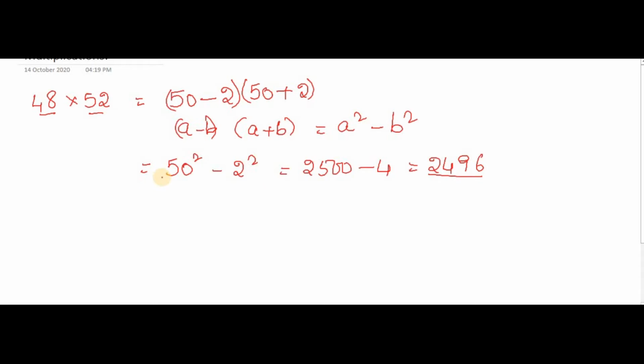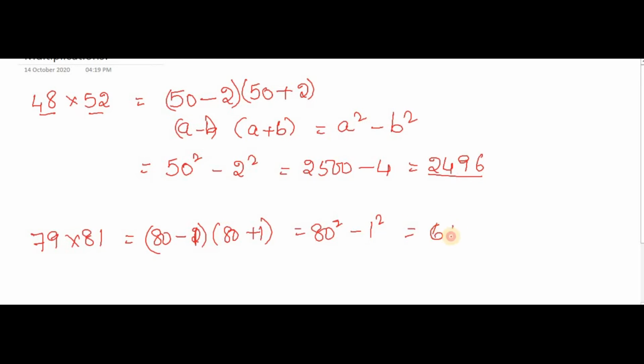But friends, remember one thing, when this rule is applicable: the difference between those two numbers should be the same. For example, if the numbers are 79 and 81, these two numbers are near to 80, and one is 80 minus 1, and the other one is 80 plus 1. So you can write 80 square minus 1 square, 6400 minus 1, nothing but 6399.